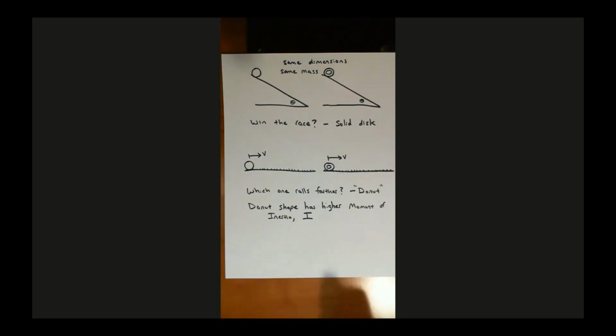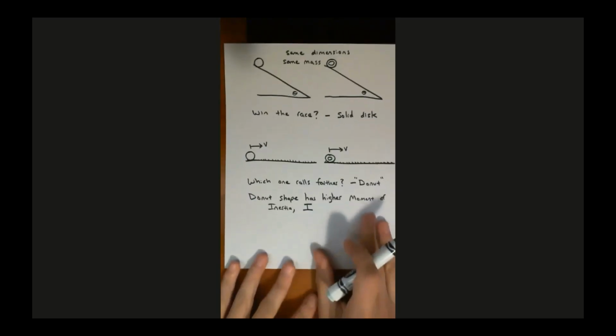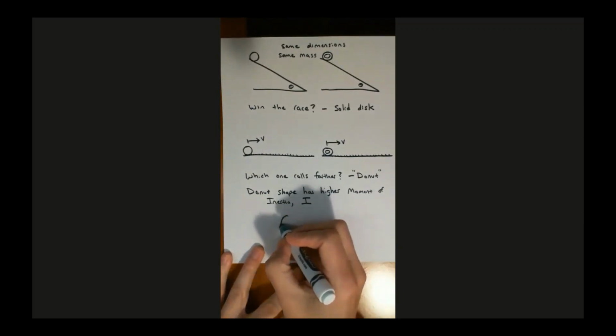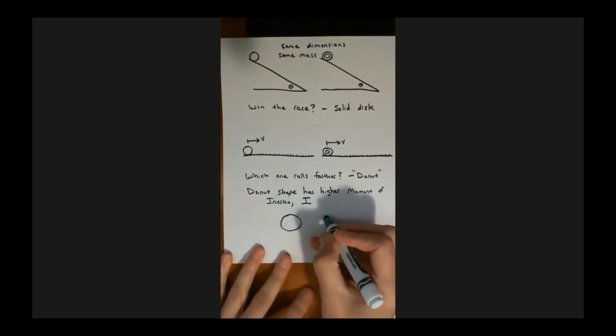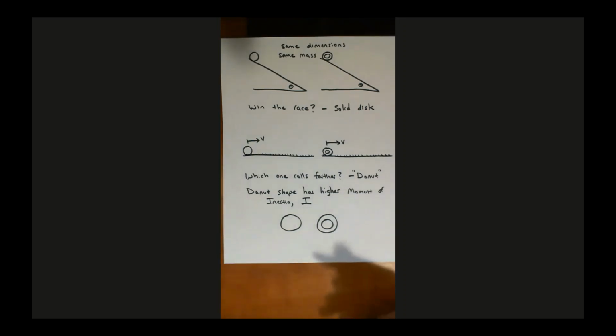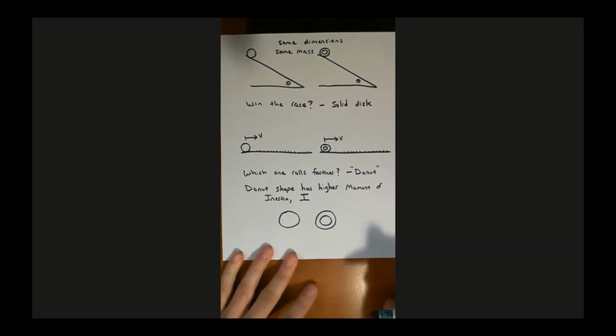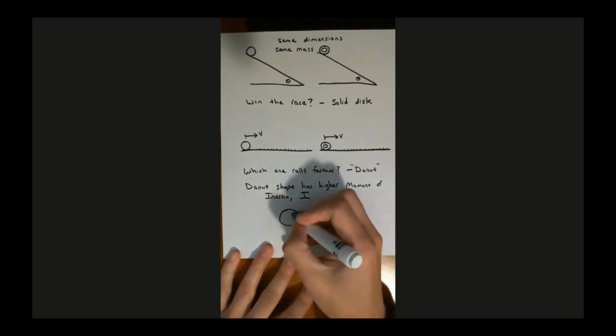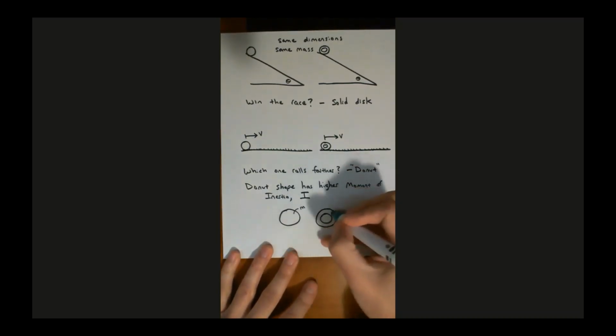And you can think about that, if that's not entirely intuitive, here's our disk and here's our donut. And remember, we said they have the same radius, same diameter, same depth, and same mass. All right, and those are critical because they have the same mass. So mass m.